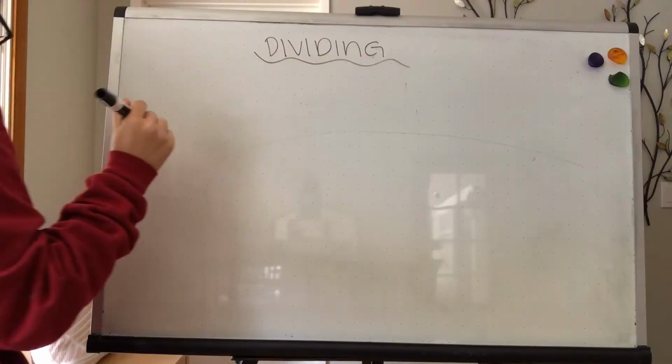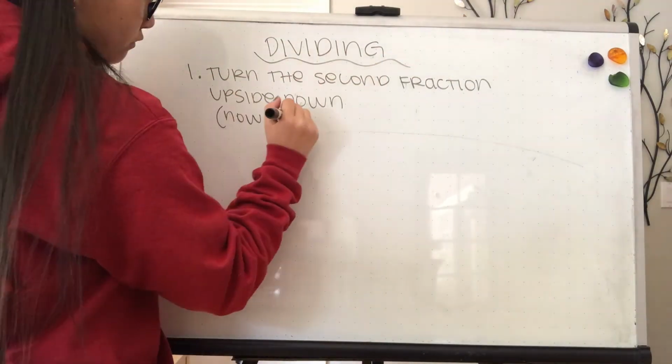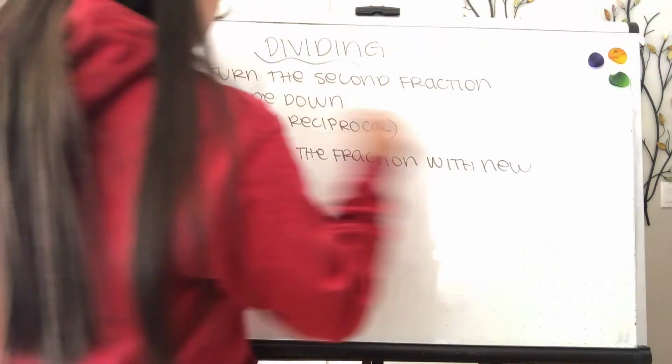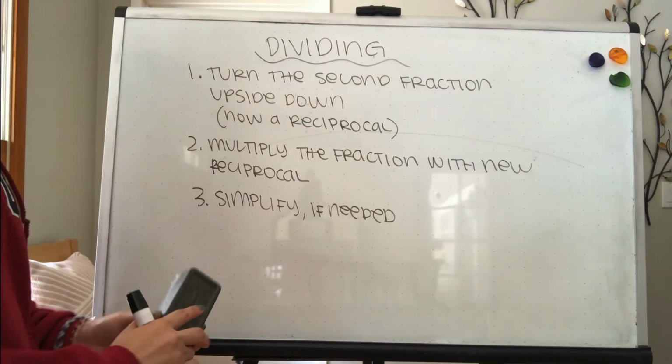Next, we're moving on to dividing fractions. The first step is to turn the second fraction upside down, and that's going to be called a reciprocal. The second step is to multiply the fraction with the new reciprocal. The third step is to simplify only if needed.